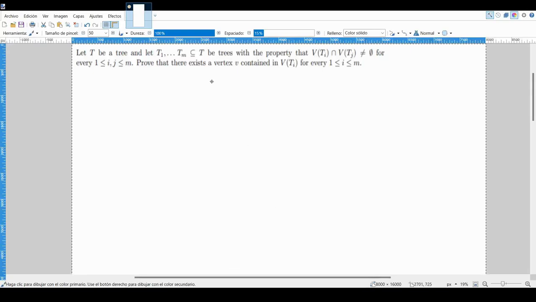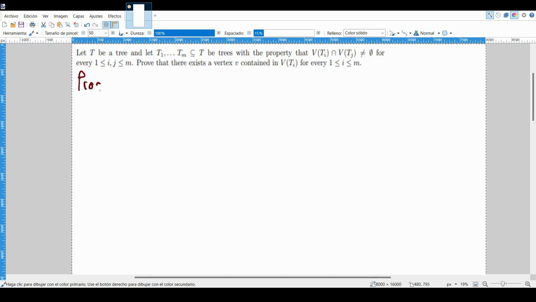So here we are given a tree, and then we are given m subtrees, and we have the property that no matter what two subtrees you look at, they have a vertex in common. And then what we want to show is that there is a mutual vertex v in every single one. Trees are useful in graph theory because they have leaves, and they lend themselves very well to induction proofs, and that's what we're going to do today.